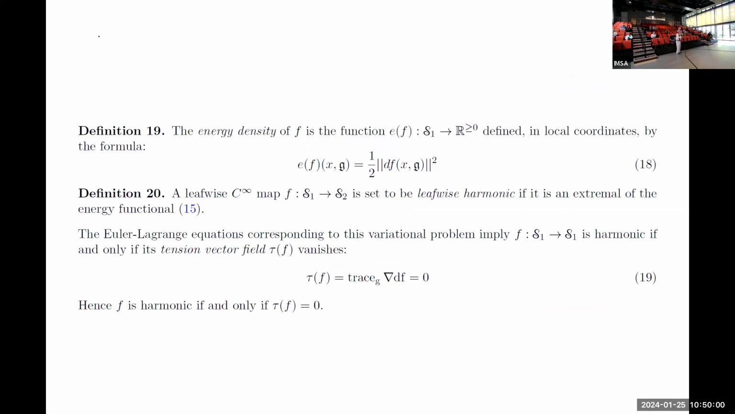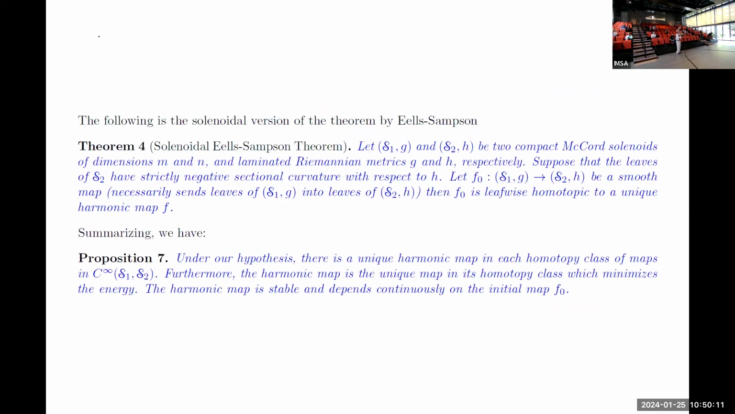You have a disequilibrium to the tension, a tension to be identical to zero, exactly like the classical case. And this is the solenoid result. You have two compact McCord solenoids, different dimensions. And a Riemannian metric, suppose that the target manifold has a different negative curvature.